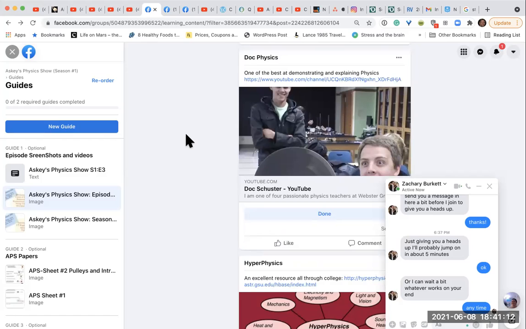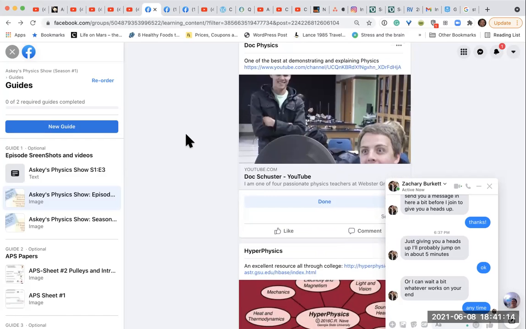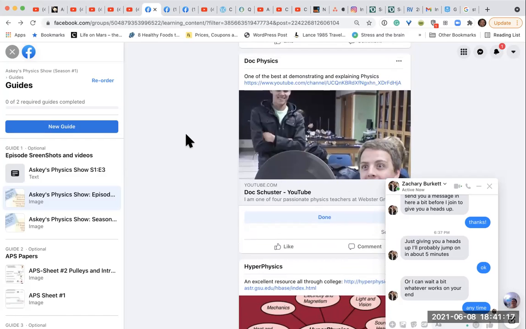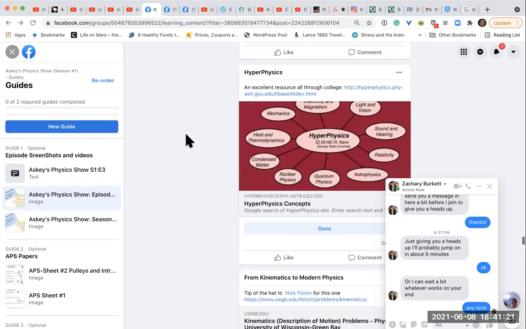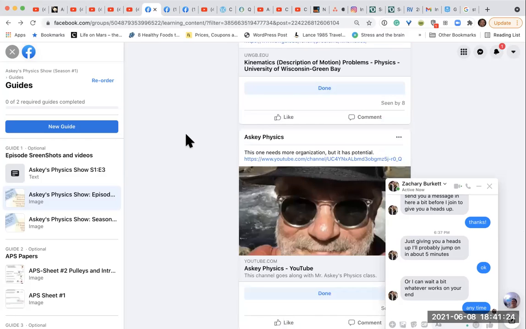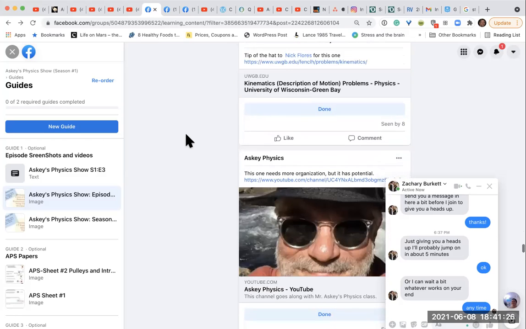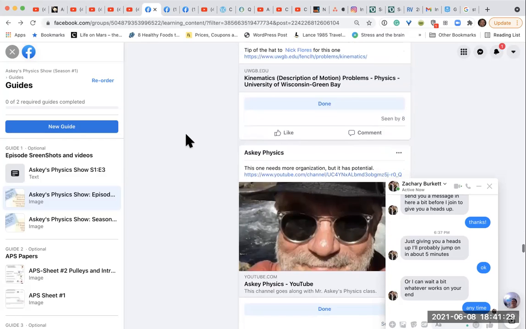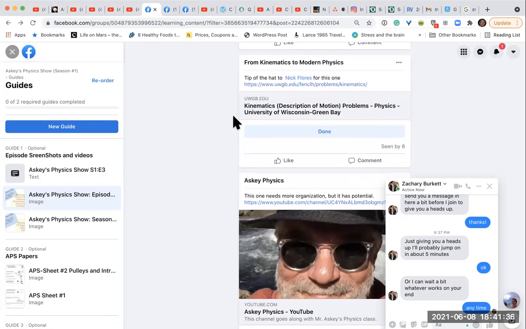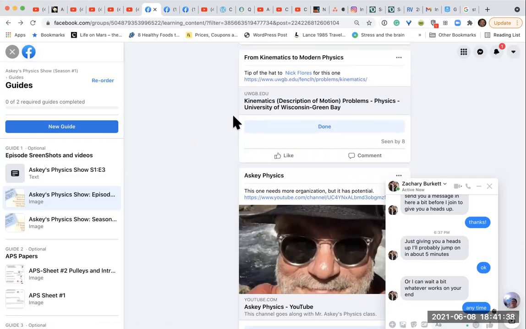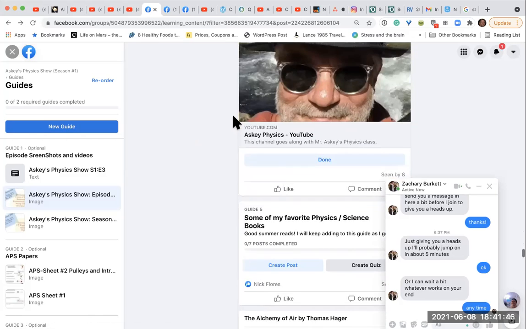Doc Physics, I've been following Doc Physics for years. If I'm trying to figure something out, a lot of times I'll go to Doc Physics first because he's a gifted explainer. Hyperphysics is a good reference, and then Nick sent me this one, kinematics. It's Wisconsin, but they do a really good job breaking down all kinds of physics. So this would be good for you in college too. They break it down into all the different topics and then give you sample problems. Then there's mine. I'm still working on mine, of course.